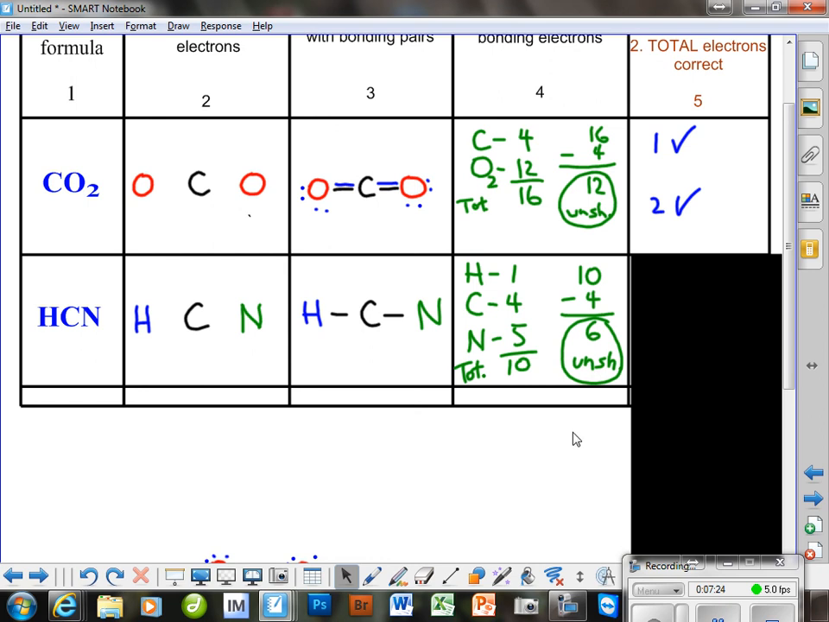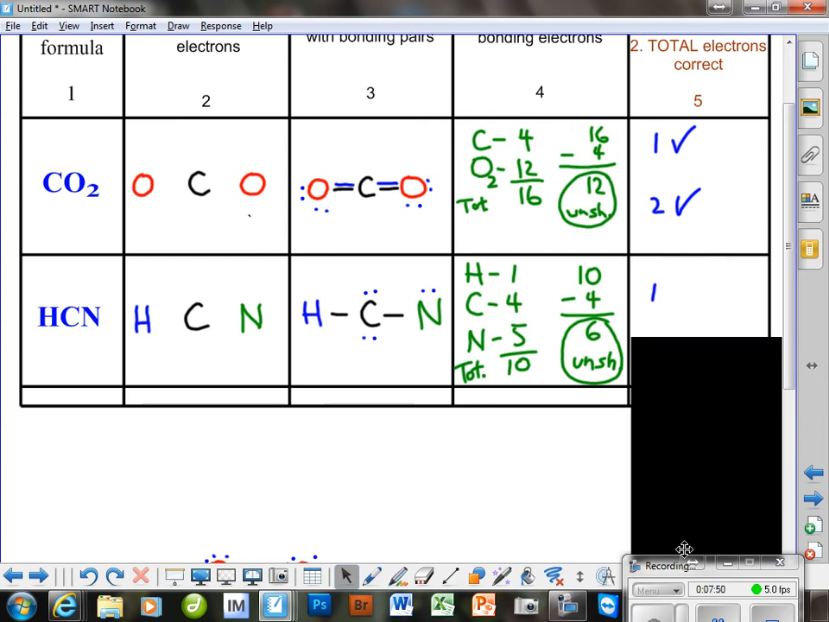And watch what happens. First off, we can't put anything on hydrogen, because hydrogen already has 2 with that bond between him and carbon. But we can put 1, 2 here on the carbon, 3, 4 here on the carbon, and then 5, 6, and I'm done. Well, carbon is happy.